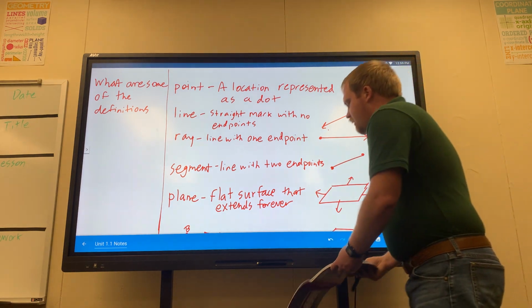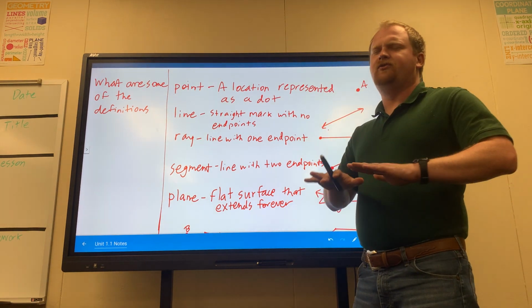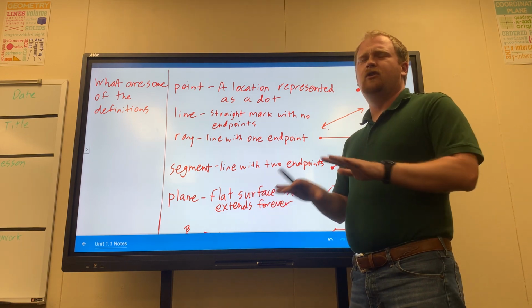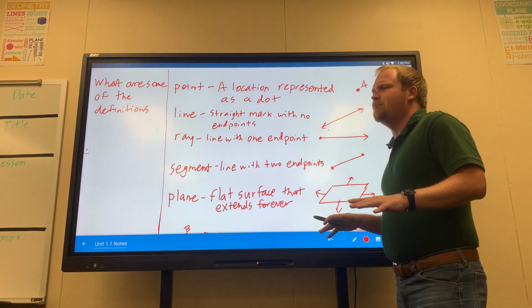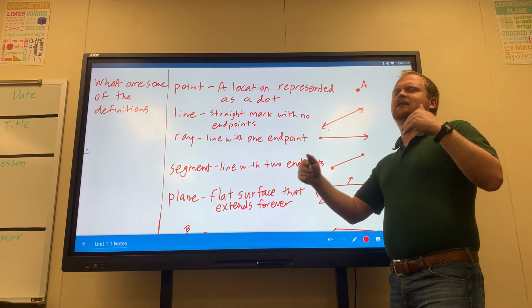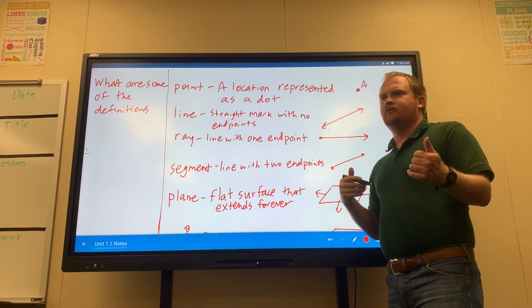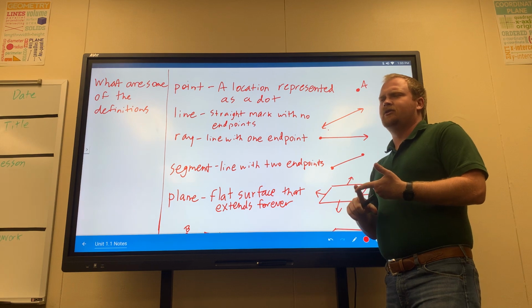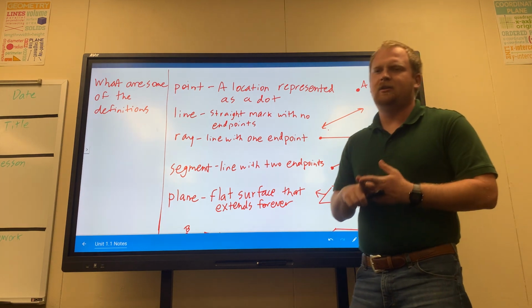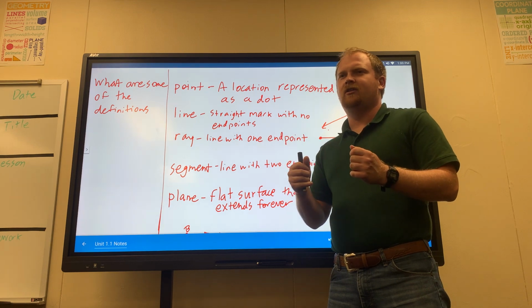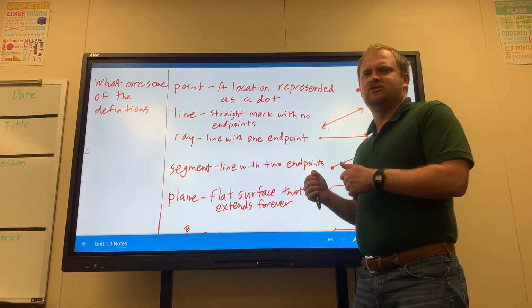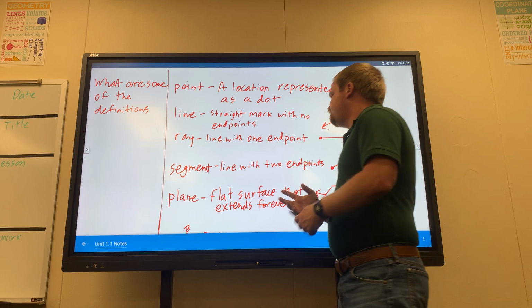Okay? There's no hills, there's no bumps, it's just flat. It's kind of like the floor, how the floor is flat. That's one example of a plane, but it doesn't have edges though. Okay? So a rectangle is not typically a plane because a rectangle has edges around it. Planes don't have edges. They just keep on going.